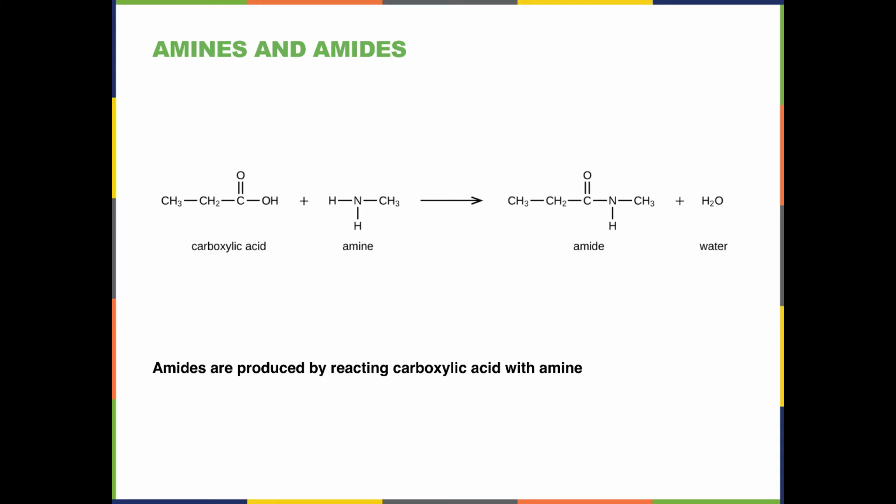Amides are produced by reacting carboxylic acids with amines. So instead of a carboxylic acid and an alcohol forming an ester, a carboxylic acid plus an amine forms an amide. And it's shown in this reaction here. And you can see in both cases what happens is the water is stripped off and then the bond occurs.